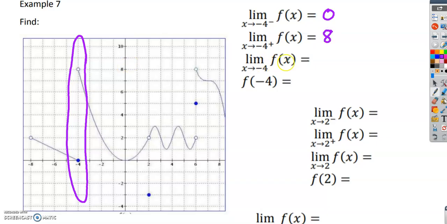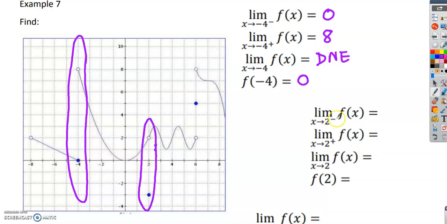So is there a limit in general? No, it does not exist because I'm not approaching the same thing. This is asking what is my actual value when I plug in -4? Well, as long as you have a closed dot, you have a value. When I plug in -4, I'm actually 0. Okay, let's look at 2. This asks us to discuss what's happening at 2.